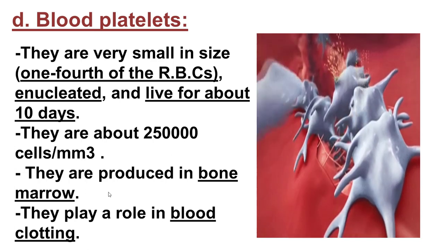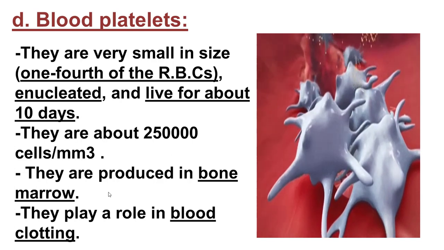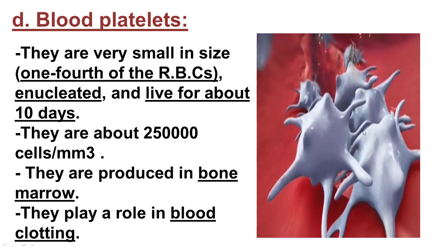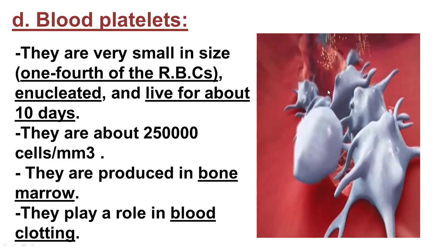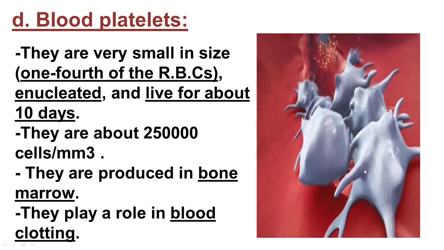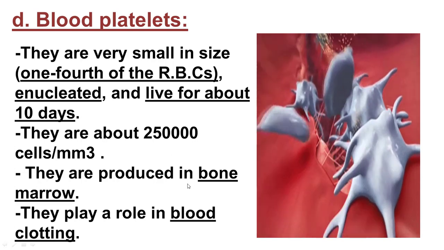They are produced in bone marrow. They play a role in blood coagulation or blood clotting. You can see here the role of blood platelets in wounding, bleeding, or any wounds.